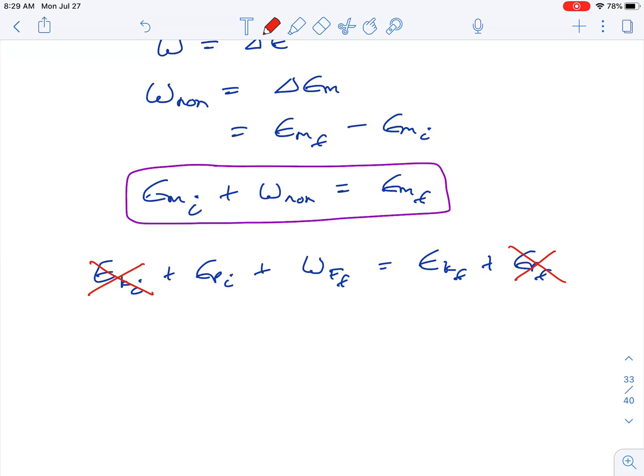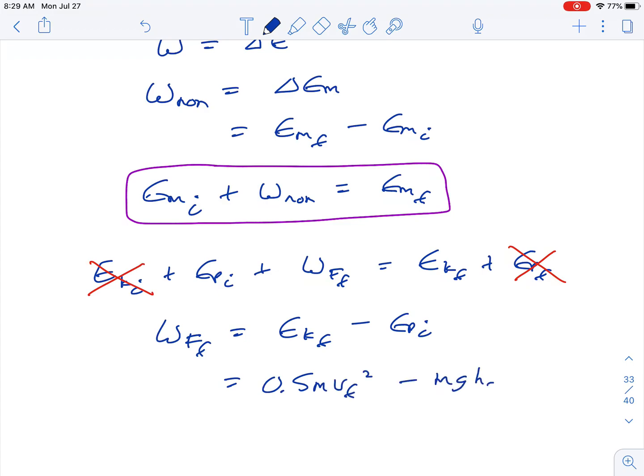And what we can do now is we can solve for the work done by friction. The work done by friction will simply be equal to EK final minus EP initial, or 1/2 mv final squared minus mgh initial.